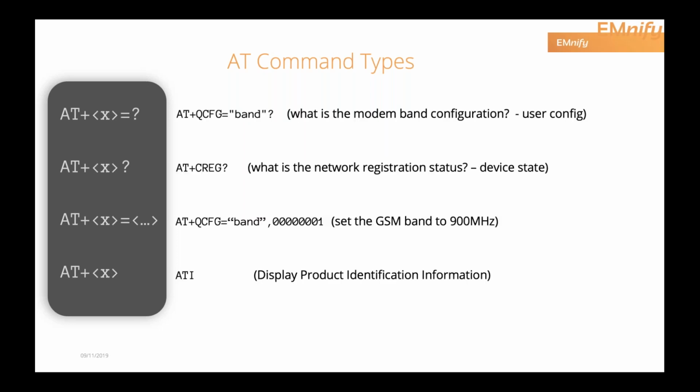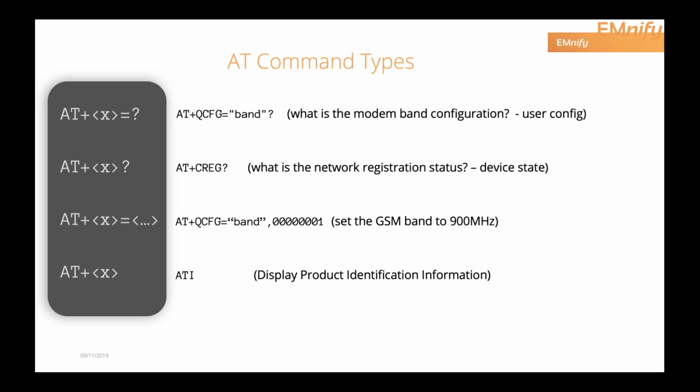There are some examples. The first one would be to check what bands am I using. The modem can, of course, use plenty of different bands. This will tell you what the current configuration is. This is more like user configuration. CREG, the second one, is what's the device state? Is it registered to a network?